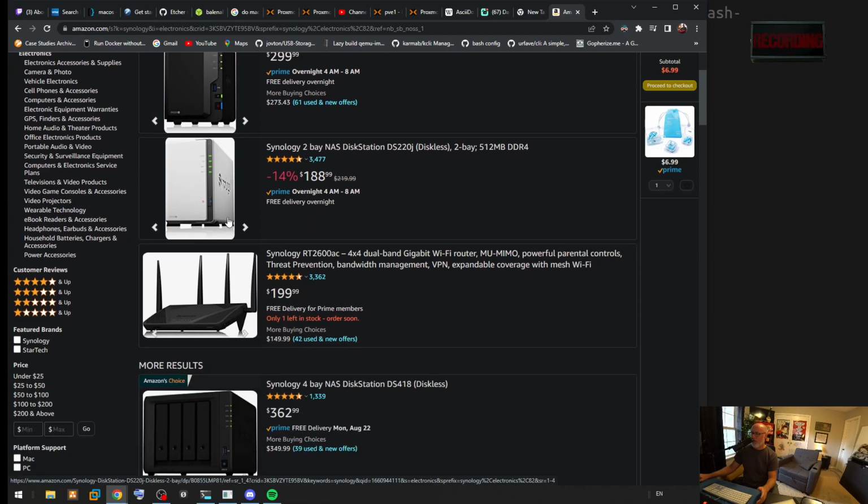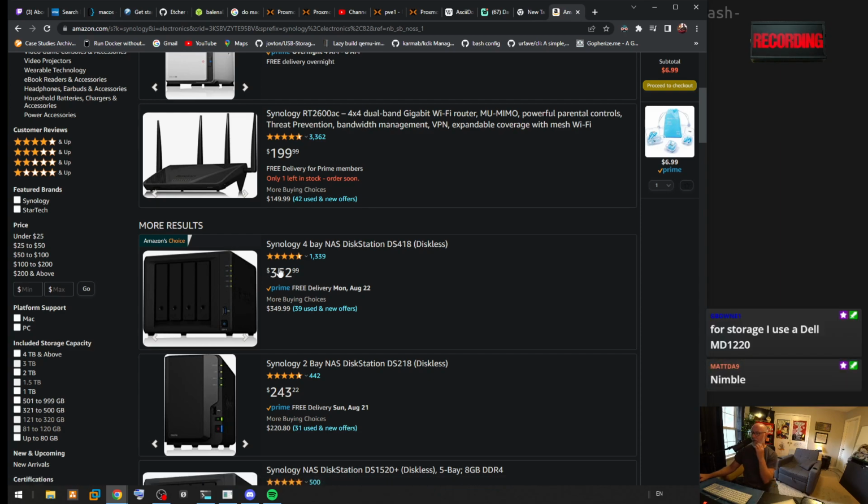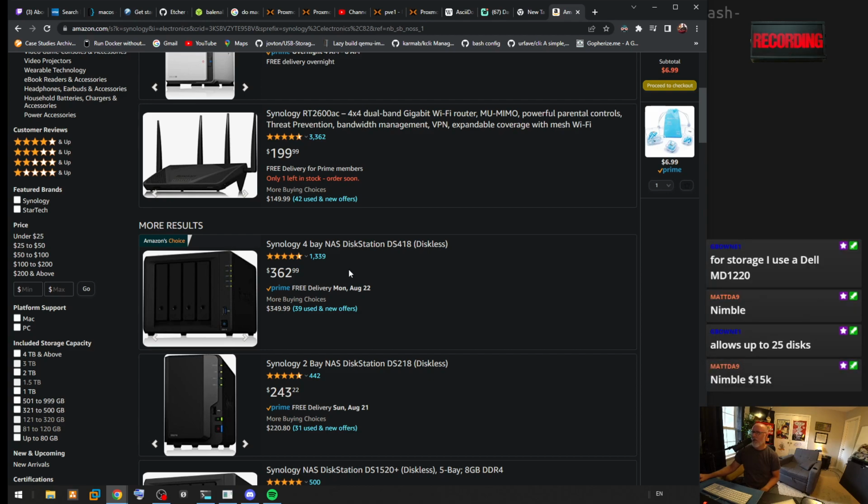I think this is the Synology that most people get. So I'm looking at it just for YouTube people, in case you're just listening. Use a Dell MD1220. The Synology 4-bay NAS disk station, diskless, is $362. That has 4 discs in it. It allows up to 25 discs. I don't know that I need that much storage capacity at home. I mean, maybe I do if I'm going to be doing videos and stuff, right? Maybe I should start doing my own videos.